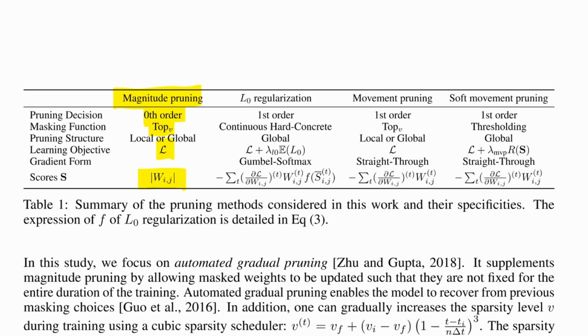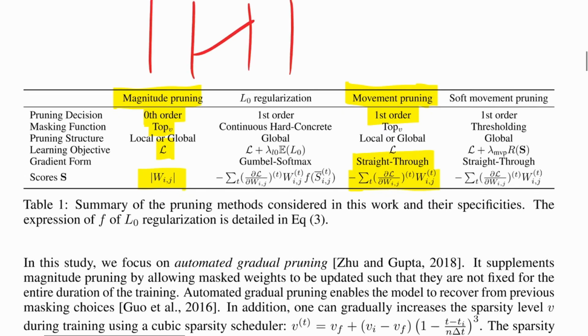We've seen this. Now, movement pruning, on the other hand, is first order, which means you look at the movement, in our case, the gradient. As you can see here, those are the importance scores. And you use this straight-through estimator, which is basically just a way of saying that even though you're masking some things in the forward step, you shouldn't mask them in the gradient backward step, because you still want gradient signal to reach.